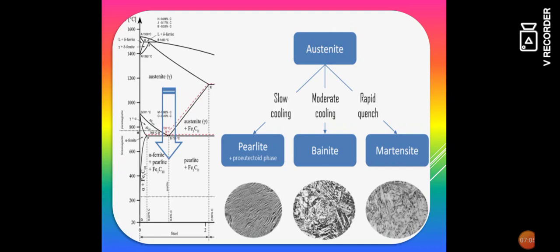That means the atoms inside the material are slowly transformed from one position to another position, so that the structure of the austenite is slowly changed into pearlite, then bainite, and finally it reaches the martensite phase. All those structures are clearly given in the picture.